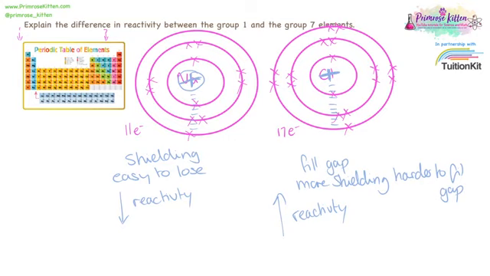The marks for these questions are going to be for the 6 things I've written down. So stating the pattern of reactivity, stating that the shielding and that the more shells makes it easier to lose, and then the increased shielding makes it harder for the gap to be filled.